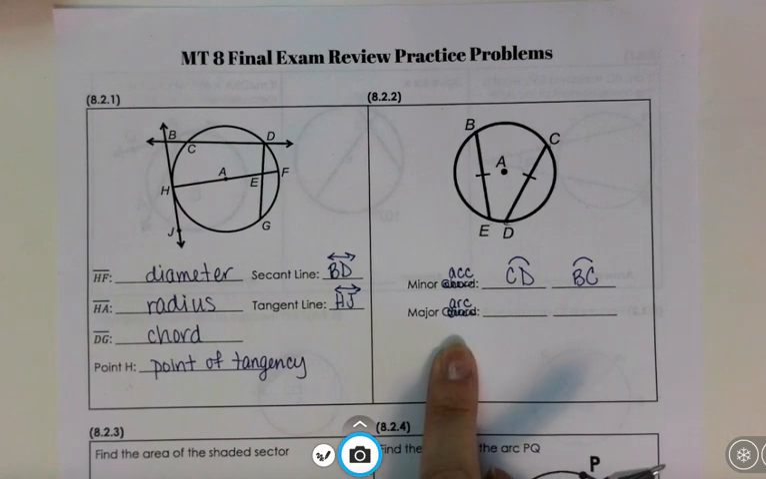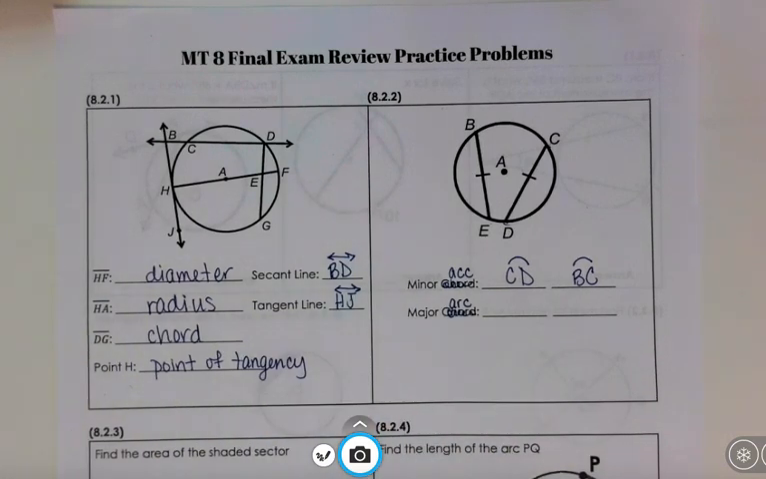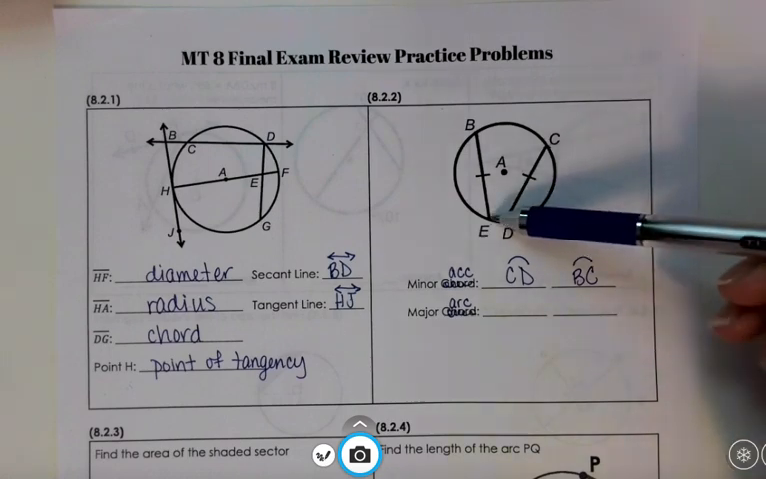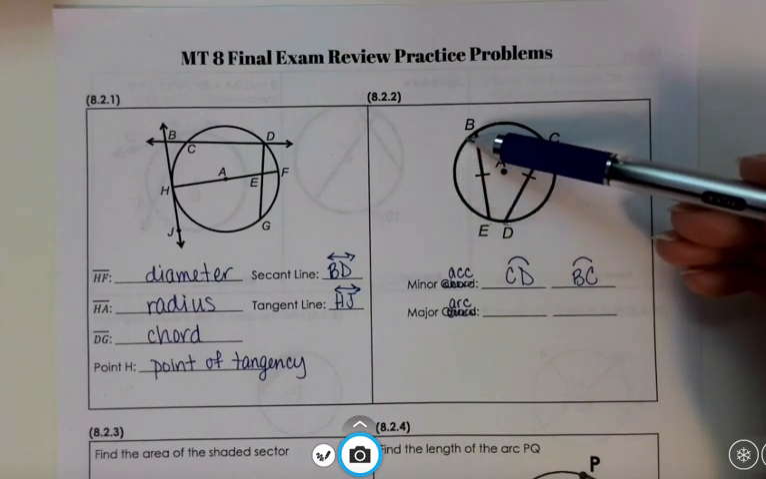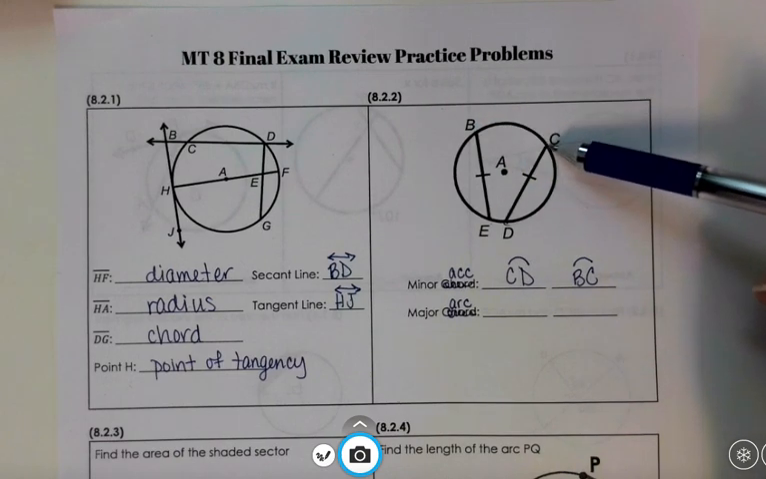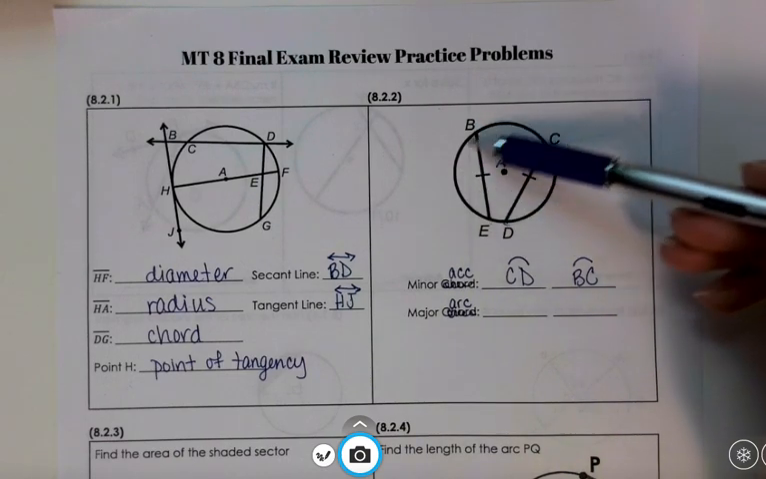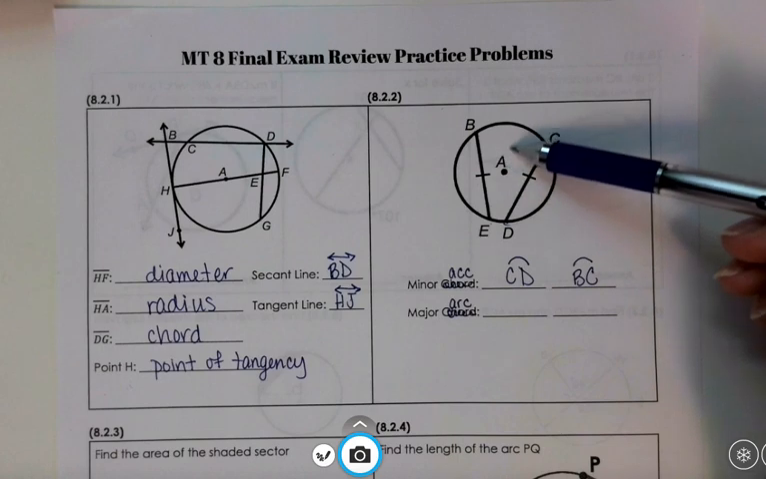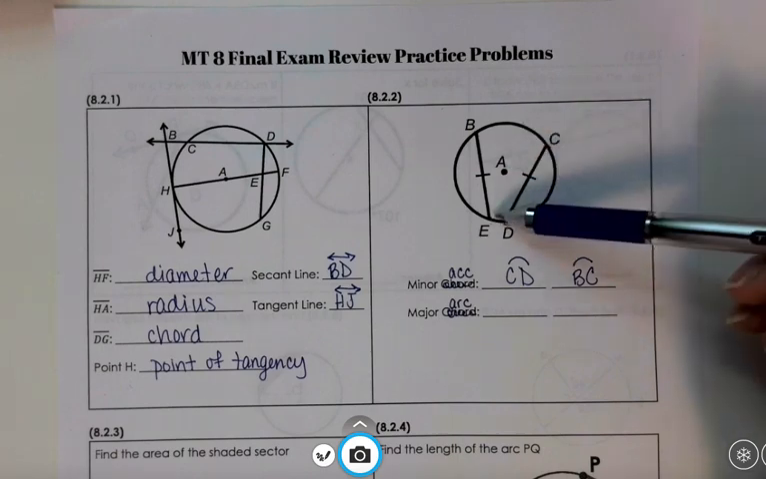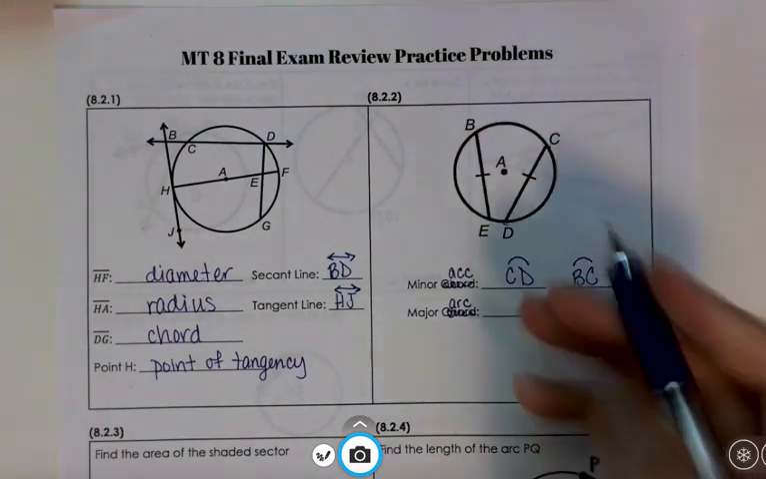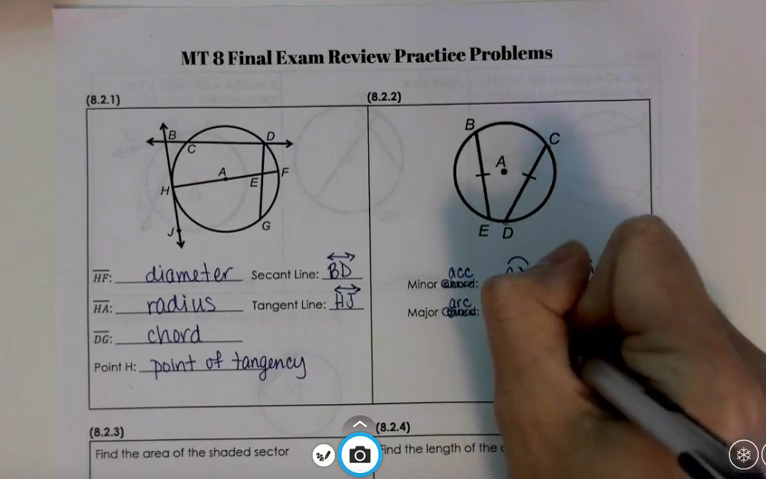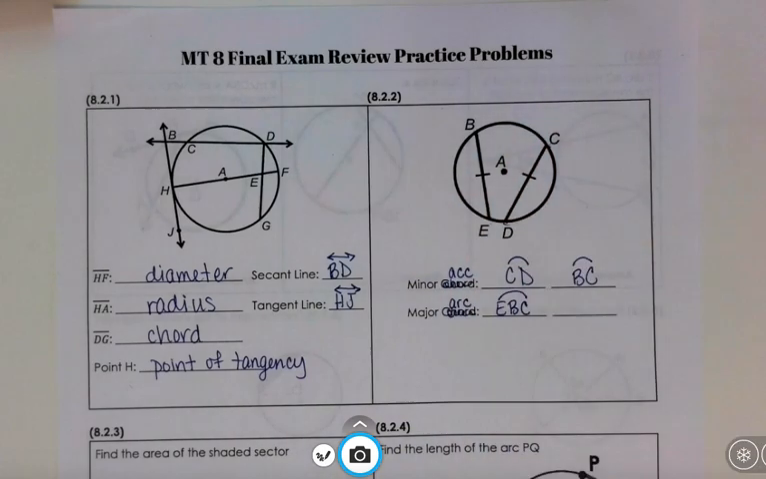For our major arcs, we want to make sure that we're covering more than half of our outer edge. It has to be more than 180 degrees. So for my major arc, I am going to start with E. I'm going to go around this way and pass through point B and end at C. So that is more than half my circle because half would be where my diameter would go. So EBC could be one of them. And with all major arcs, we want to include 3 letters.